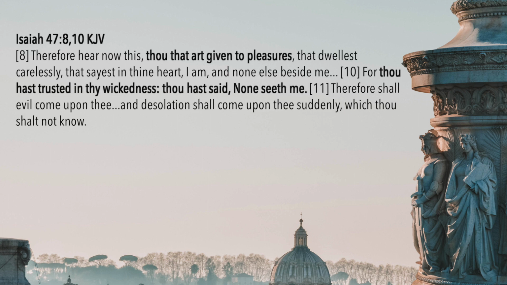It says, "Therefore hear now this, thou that art given to pleasures, that dwellest carelessly, thou hast trusted in thine wickedness, thou hast said, None seeth me." I think this verse describes their sentiment perfectly.